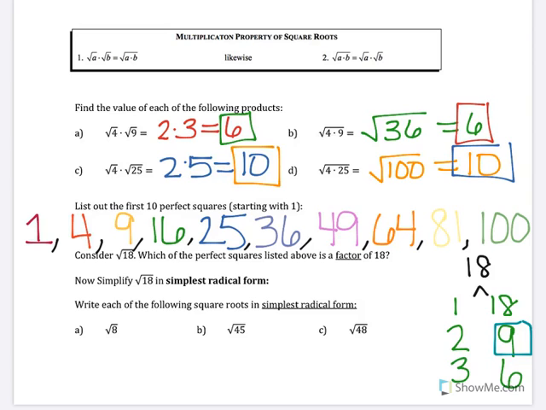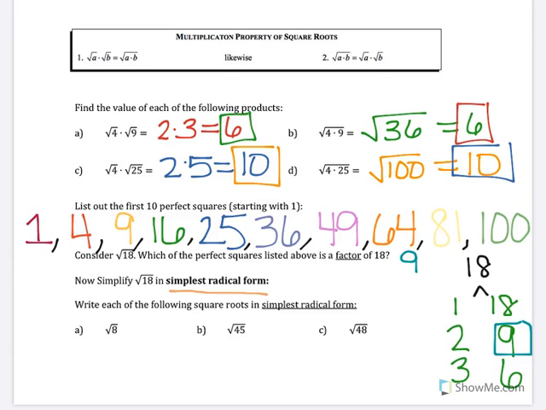Which of the perfect squares listed above is a factor of 18? Well, 1 is also a perfect square, but 9 is the one that we're focusing on because 1 will always work. Now, simplify the square root of 18 in simplest radical form. And this is what we're focusing on today. So this is the new part.